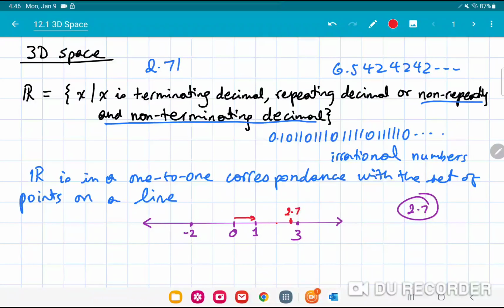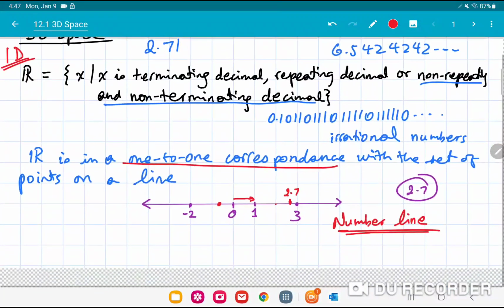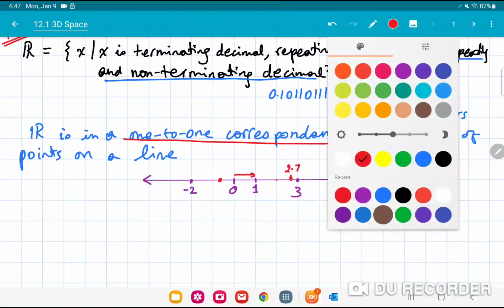Every point has a real number, and every real number has a point. So that's the one-to-one correspondence. And hence we create a number line. We blur the difference between point and number, because each number has a point and each point has a name, a real number. We call it a real number line. Okay, we create the number line. Now, this is 1D, a one-dimensional line. We can now move up to a two-dimensional space.